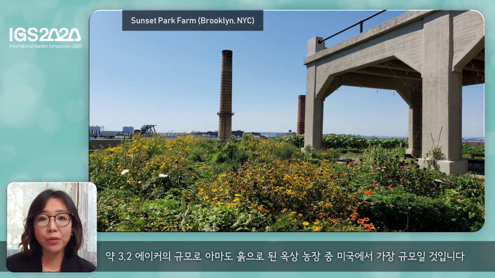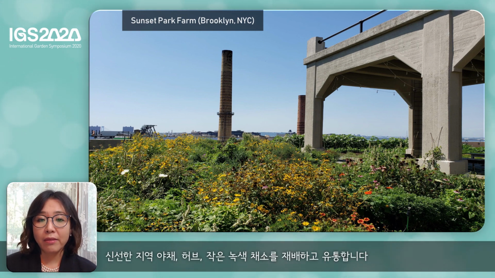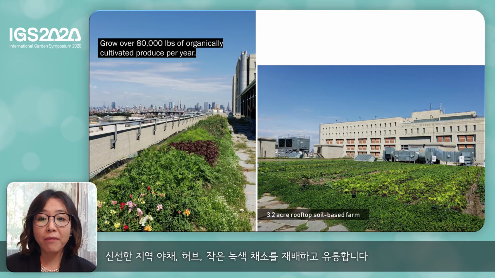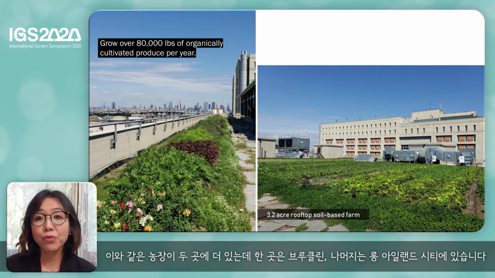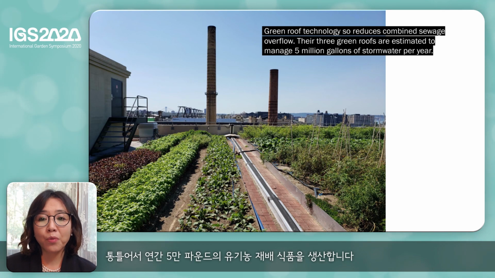It's about 3.2 acres, probably the largest rooftop soil-based farm in the country. They grow and distribute fresh local vegetables, herbs, and microgreens. It's operated by a social enterprise called Brooklyn Grange. They have 2 other locations, one in Brooklyn and the other in Long Island City. Together, they grow over 80,000 pounds of organically cultivated produce per year.